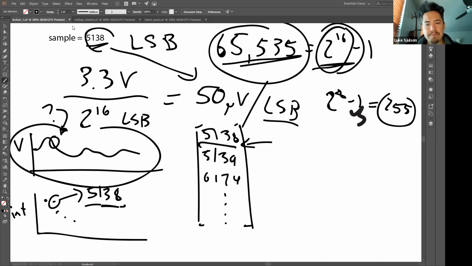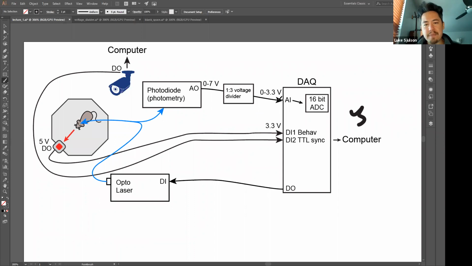So you have to scale the signals in hardware so they match this, and then you have to know exactly what's going on at the level of the A to D conversion.